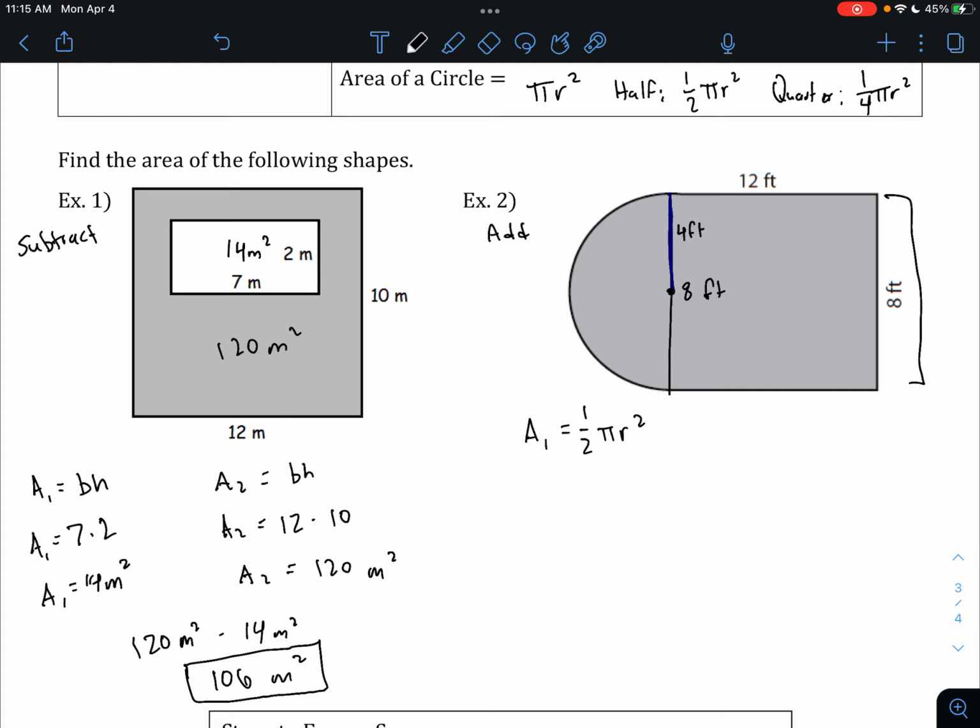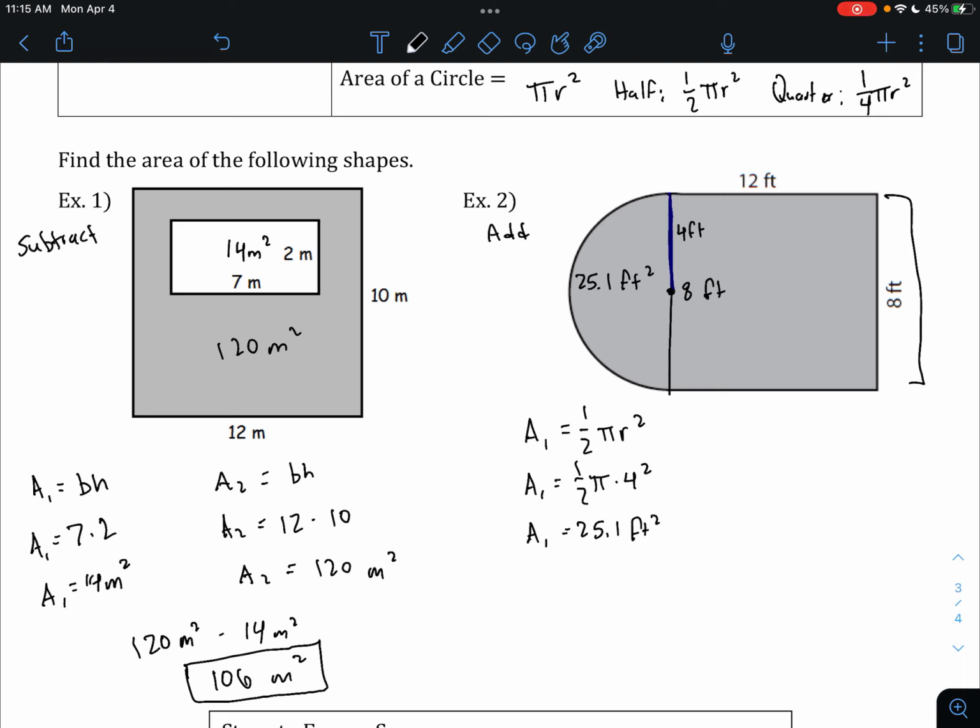So once we have our radius, we can plug that in, find our answer. We get the area of the first one equals 1/2 pi times 4 squared. We continue that through, and we get about 25.1 feet squared. So we're going to fill that into our first shape, 25.1 feet squared.